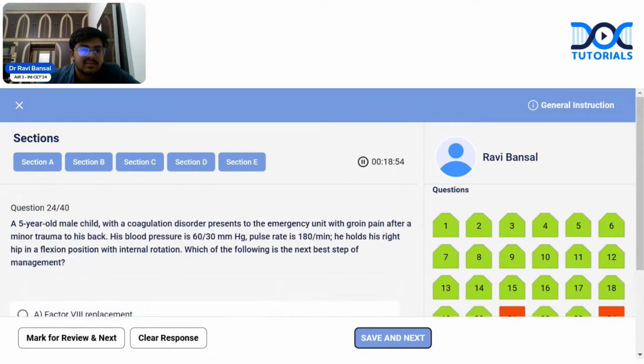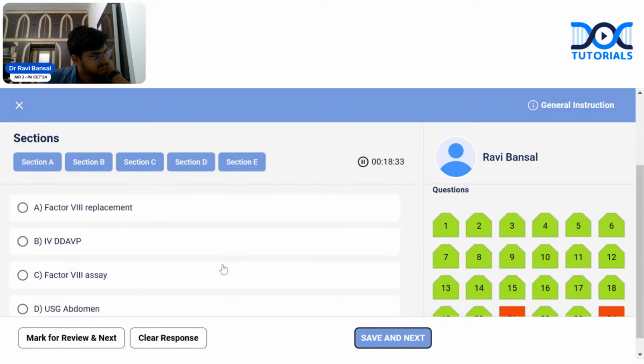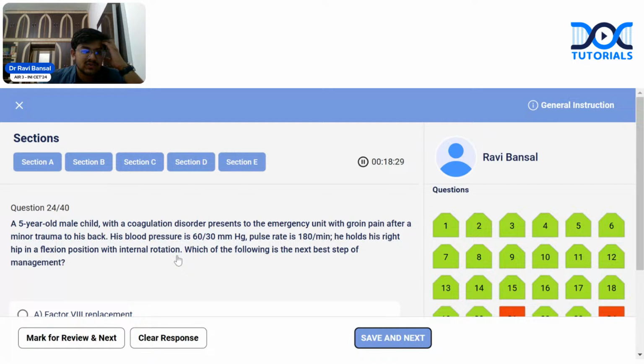Which of the following is the next best step of the management? A 5-year-old child with a coagulation disorder presents to the emergency with severe pain after a minor trauma to his back. His blood pressure is 60 by 30. Pulse rate is 180. He holds his right hip in flexion with internal rotation. Which is the next best step in the management? This looks like hemophilia. After minor trauma, there is some hemarthrosis or muscle hematoma, so he's having pain. Blood pressure, I do not know whether 60 by 30 is normal for a 5-year-old child, but it looks like low BP.